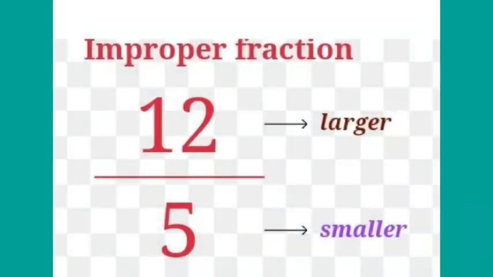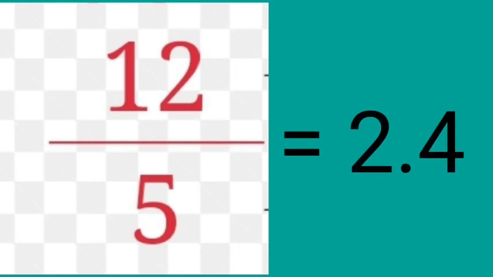If a fraction has a larger number in the numerator and a smaller number in the denominator, we call that fraction an improper fraction. When we divide this fraction, we get a decimal number greater than 1.